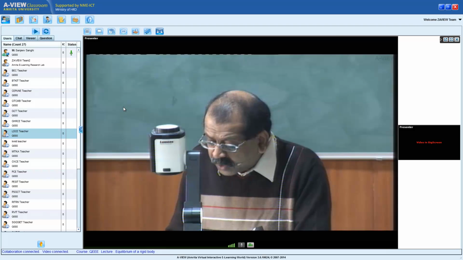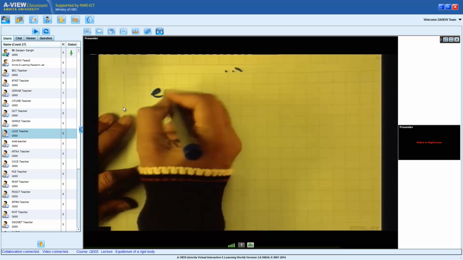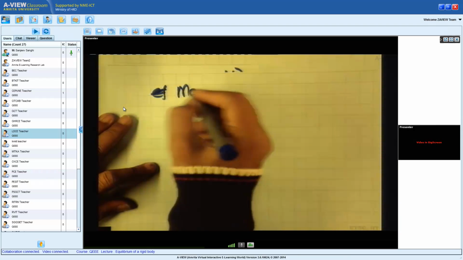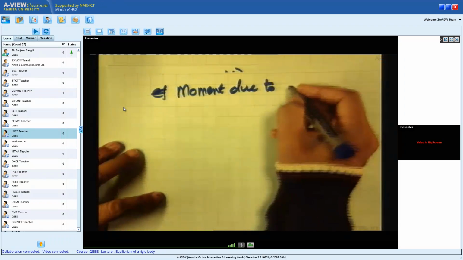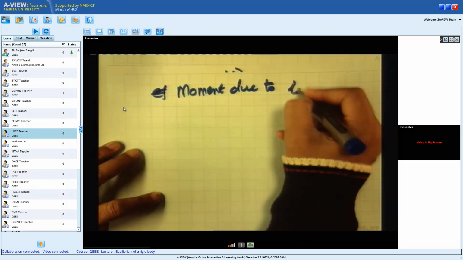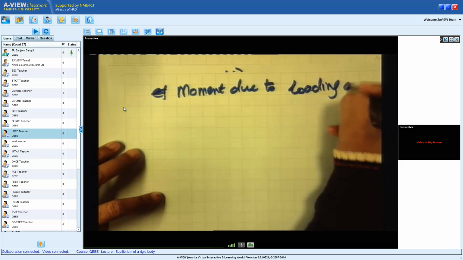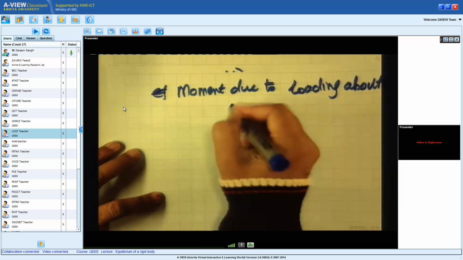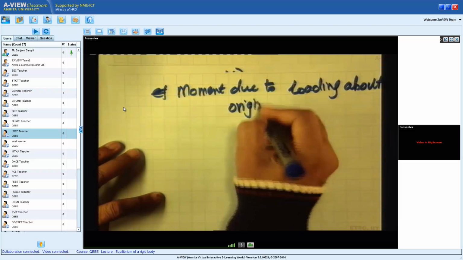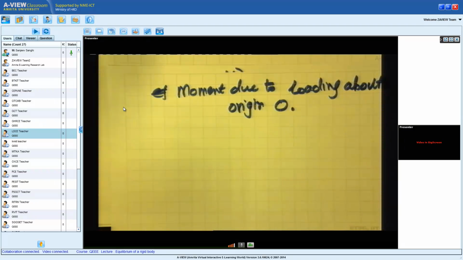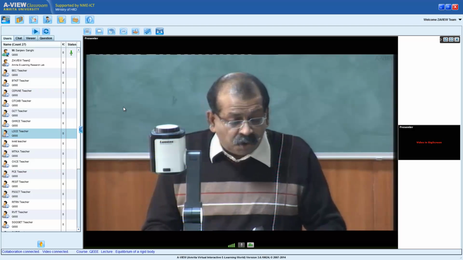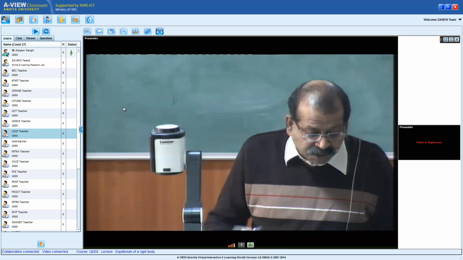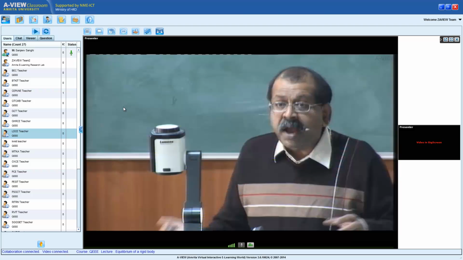Let me pose another question. What is the moment due to the loading about the origin O? So we have this loading W of x. We have to find the moment due to this loading about origin O, and that will answer our second question: where does the force act?